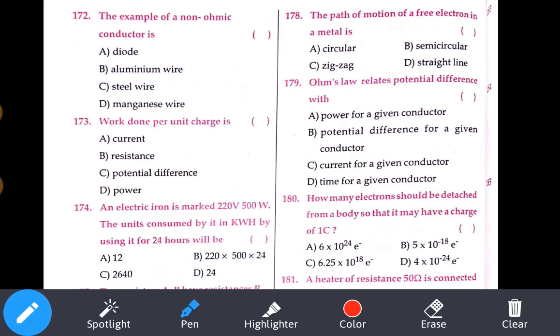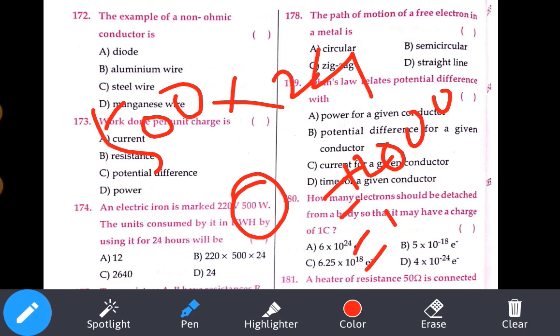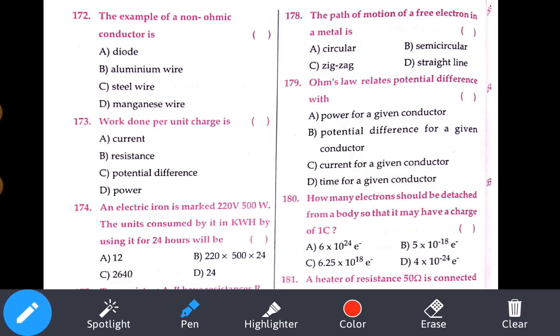The electric iron has 220 volt, 500 watt. Units consumed in kilowatt hour by using it for 24 hours. Okay, now listen. Kilowatt hour. So what they have given, 500. Okay, now how many hours? 24 hours. How much you'll get? 5 4s are 20, 5 2s are 10, 10 plus 2 is 12, and 2 zeros are there. This is our watts. Kilowatt means what? 1000 equals to kilo, so 12 kilowatt hour. So where is our answer? Option number A is our answer.